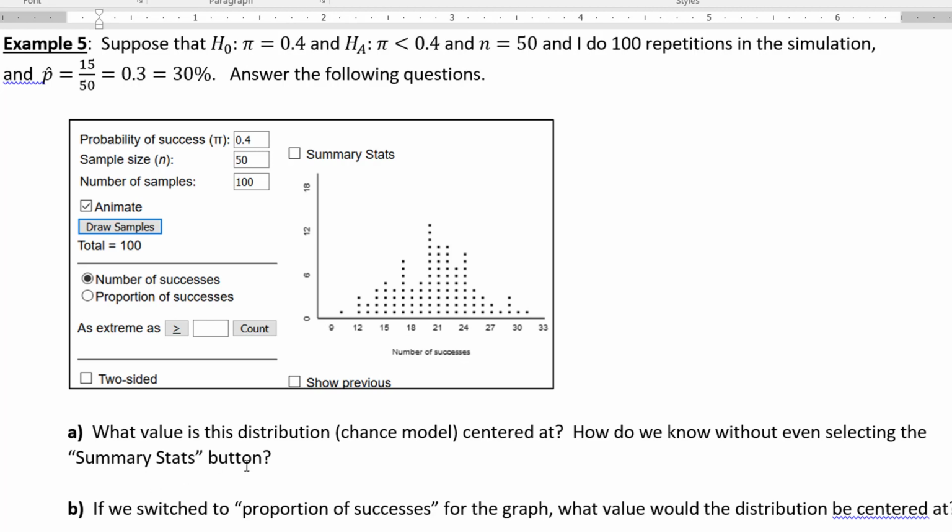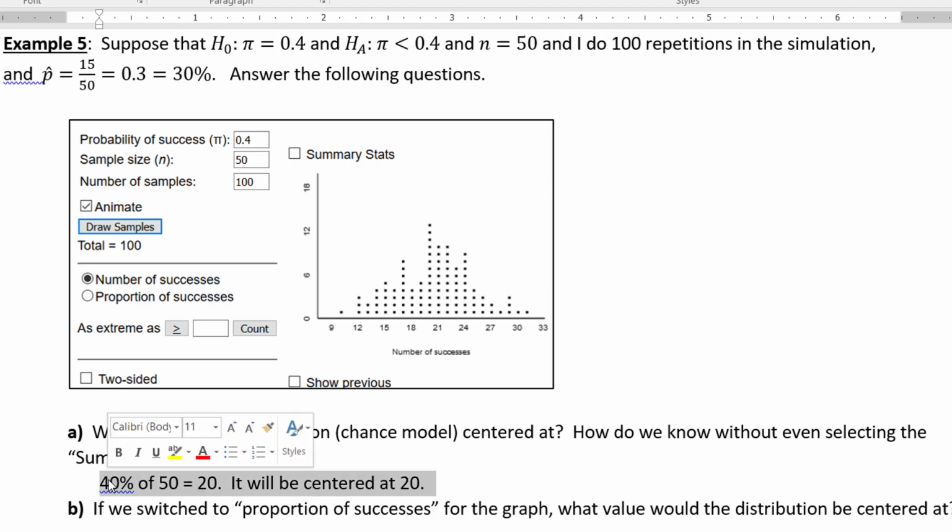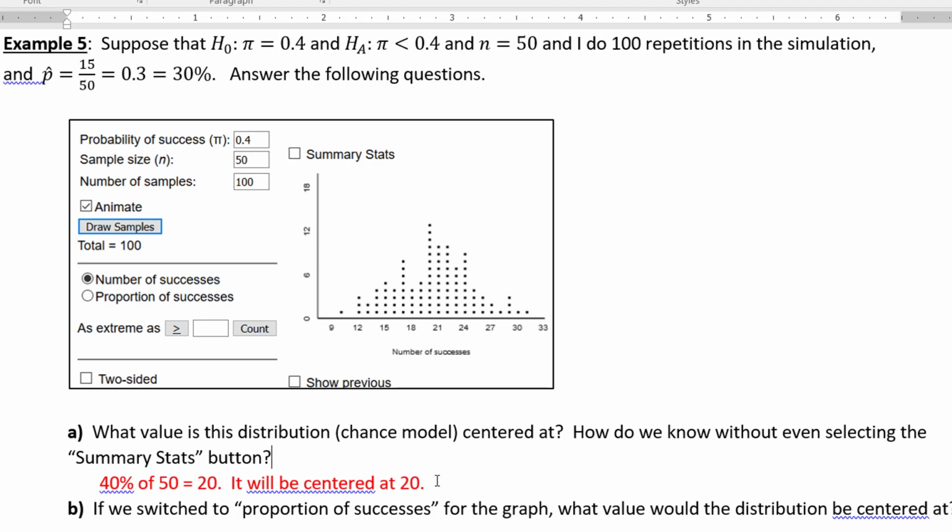So what it should be centered at is 40% of 50. The sample size is 50. So we expect our sample statistics to come out near 40% of 50. So 40% of 50 is 20. So it will be centered at 20. And when I say it should be centered at 20, since it's a simulation, it will be approximately 20, near a mean of 20 if you hit the summary stats button.